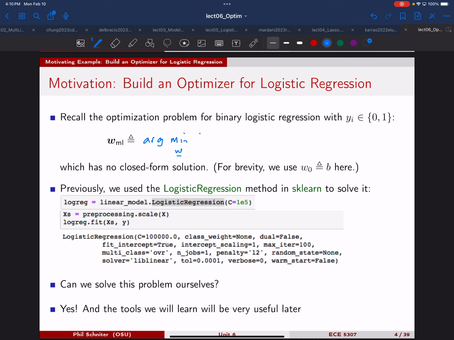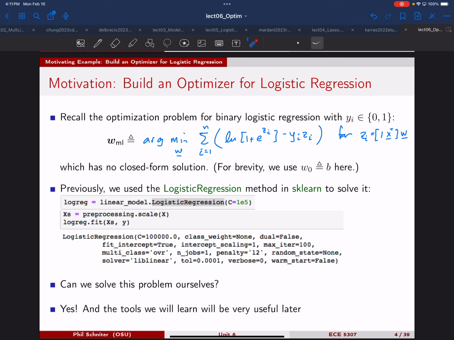the minimizing vector W of this cost that was the cross entropy loss. So we had natural log of 1 plus e to the power zi minus yi zi, for zi equal to the inner product between our features, test features, and we append a 1 for the bias term.